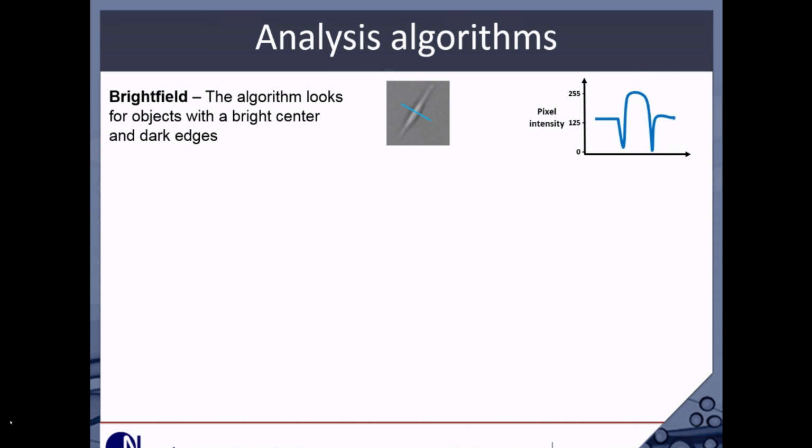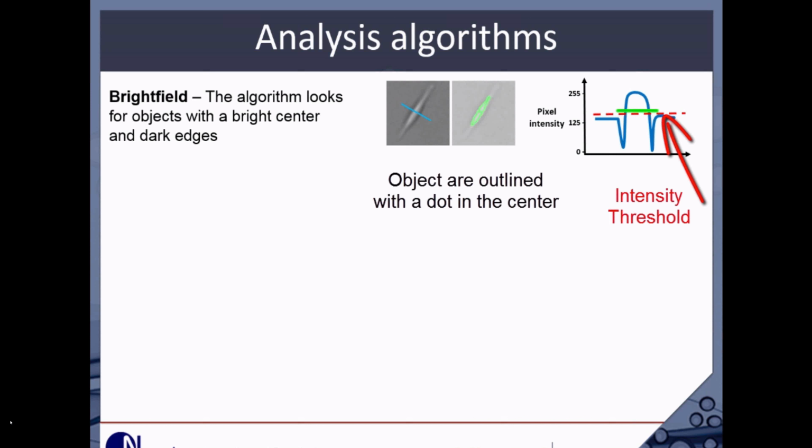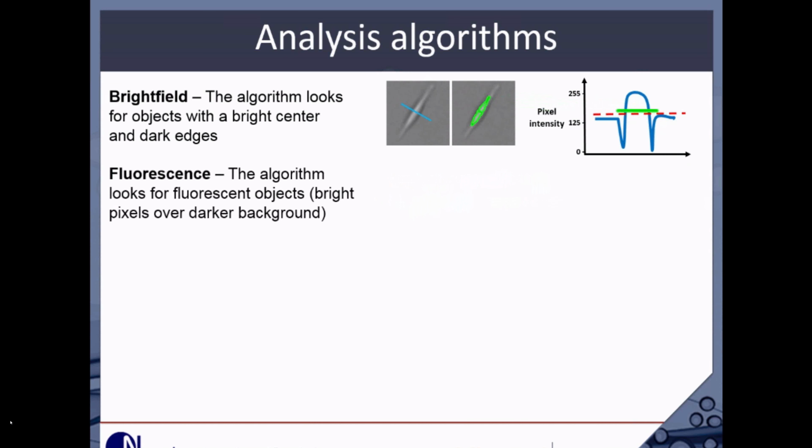And so the system is going to ask you to set the intensity threshold, which is this red dotted line. Anything above that value will be outlined with a green line and a dot in the center. This is what it will call an object. So anything above the intensity threshold is now identified as an object. So that's the bright field algorithm.